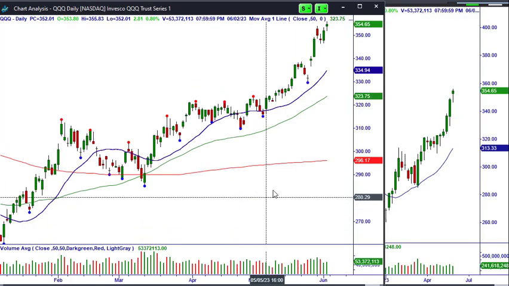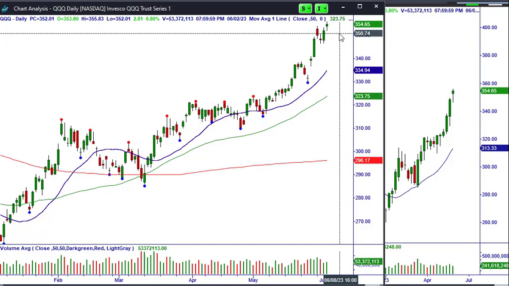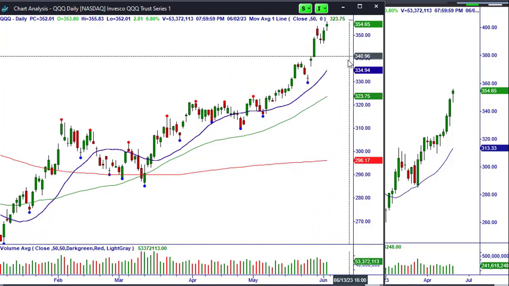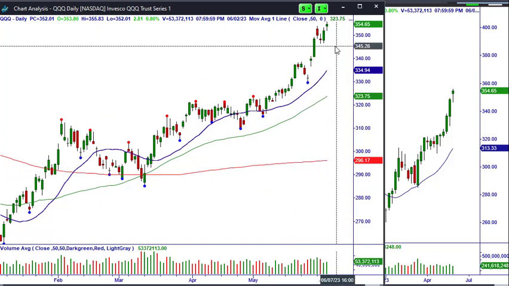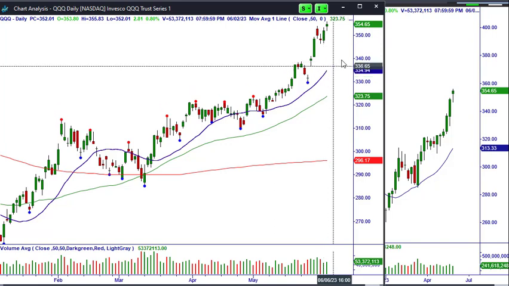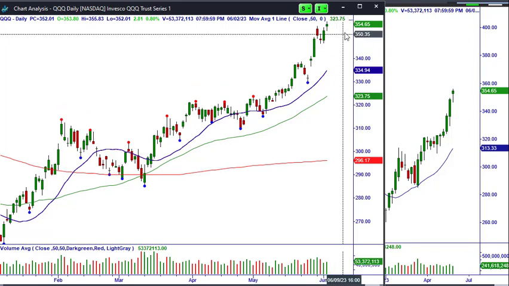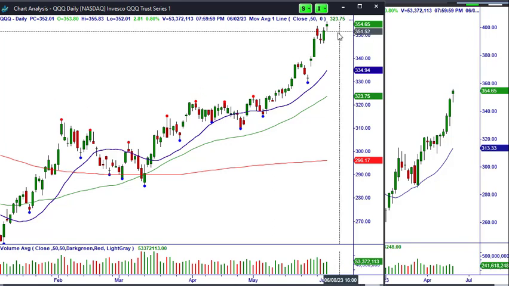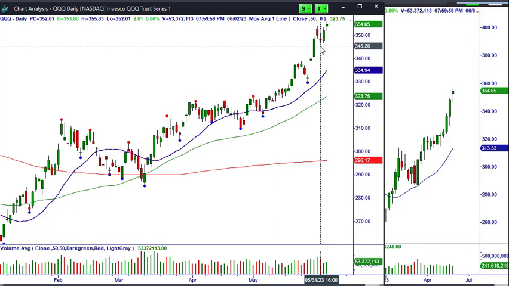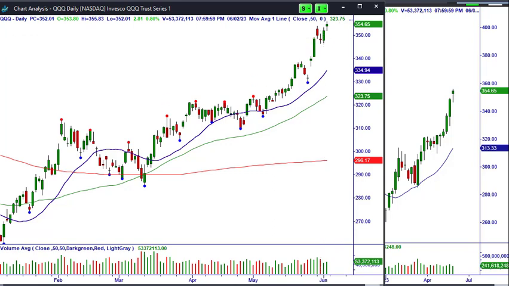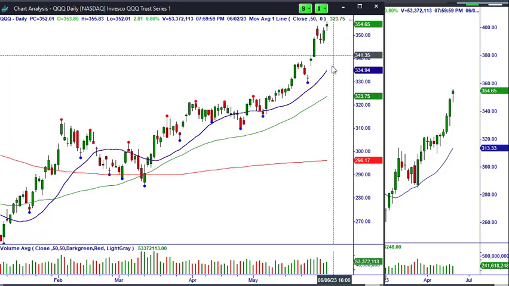Qs have been the strongest with the FAANG stocks, with technology, software, AI stocks. This is the most extended, most bullish, but the most bullish doesn't mean that's the best opportunity to buy. Number one, there's no setup. Number two, there's no logical stop on whatever time frame you're trading. And number three, it's extended.